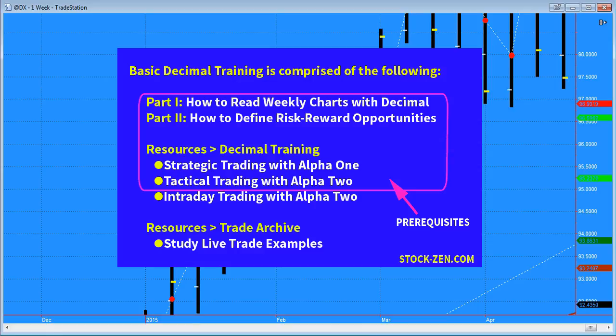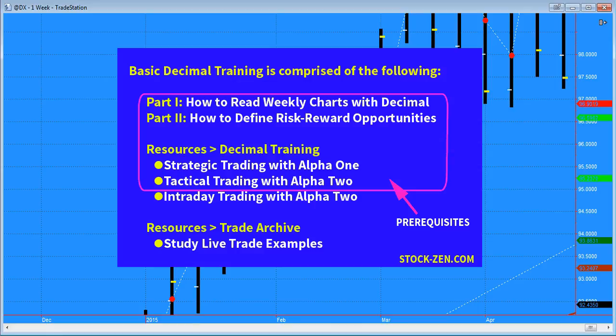A brief review. Decimal Strategic generates 2 contextual signals called Alpha 1 and Alpha 2. Alpha 1 has a more strategic orientation and is explained in the first 3 videos. Alpha 2 is more tactical in nature and is explained for daily weekly time frames in the previous video titled Tactical Trading with Alpha 2, while Alpha 2 is explained for intraday time frames here in this video.